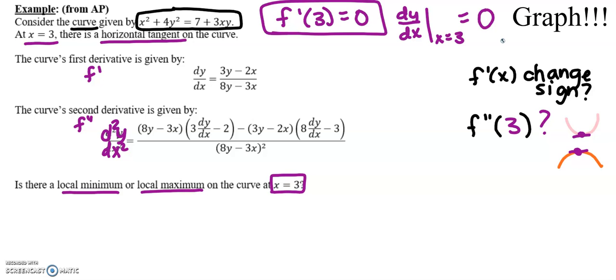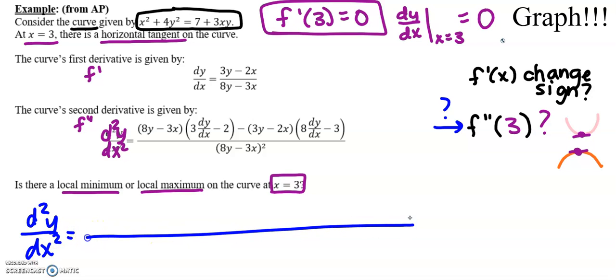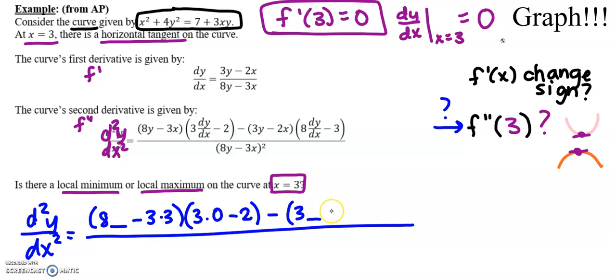Okay, so how can I do that? I'm going to use the second derivative test because all I care about is what's going on at 3. Here's my second derivative. I need to figure out my second derivative when x is equal to 3. Yikes. So 8, I have no idea what y is. 3 times 3, I can do that. 3 times dy/dx at this exact moment is 0 because of my given information. Minus 2, minus 3, still don't know what y is. I'll leave a blank spot.